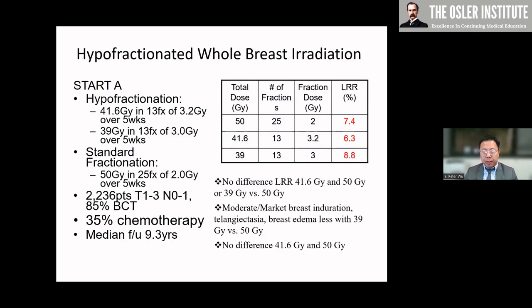we usually do, and 6.3, numerically less, at 41.6 gray in 13 fractions. Statistically, there was no difference in any of the three regimens. I'm not focusing on this one because it's not done often. But there was less edema with 39 gray than 50 gray. And there was also less induration with the lower dose. There was no difference in cosmetic outcomes between these two regimens. So same outcome, better side effects.